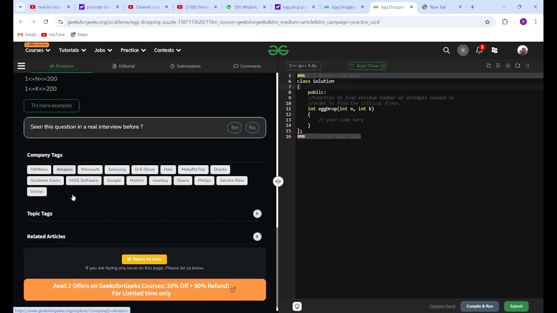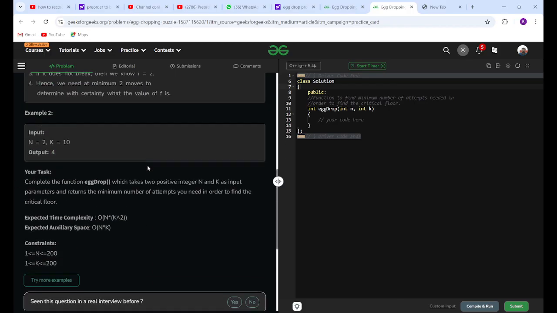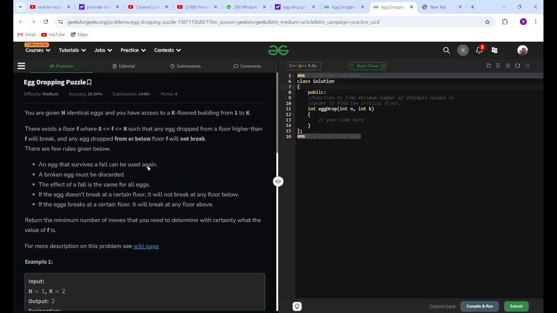Now you can see the company tags. All top MNCs have asked these problems, so you can understand the importance of these types of problems. So you should very carefully learn and understand how we will solve these types of problems. Okay, let's go to the problem statement and understand.